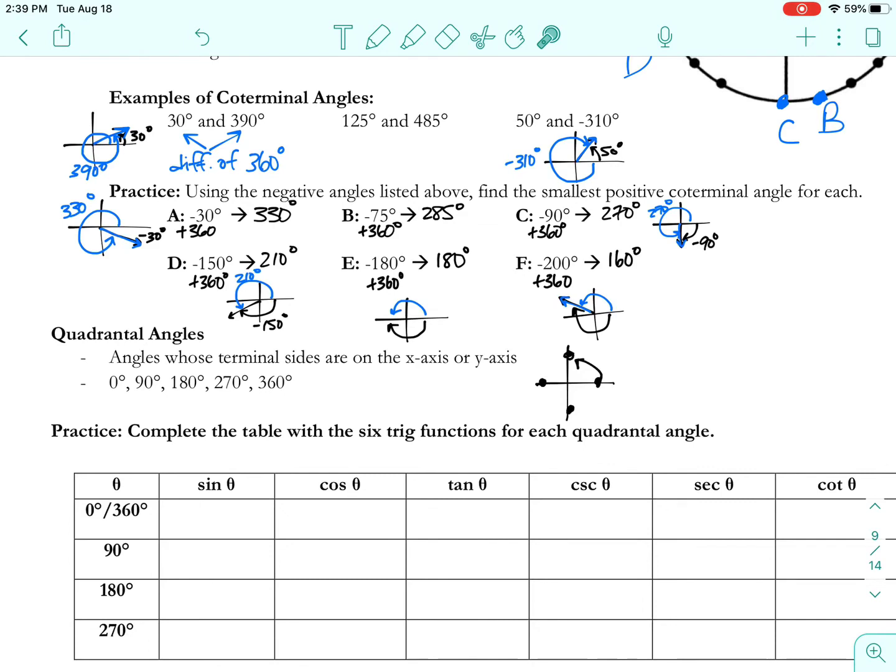Complete the table with the 6 trig functions for each quadrantal angle. This is not a table to memorize. This is a table that you're going to think your way through. Way too much stuff to memorize in trig. You guys don't memorize tables like this.